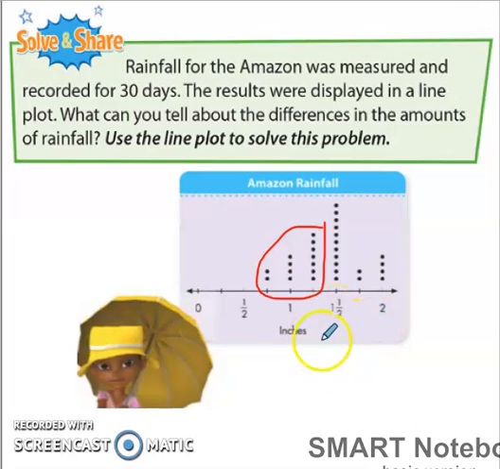Okay, you could also look at it, how many days did it rain more than 1.5 inches? So you would look here. These amounts are more than 1.5, and that would be 6. There's a lot of things you can tell just by looking at the line plots.